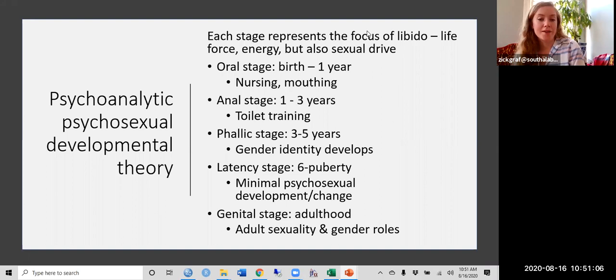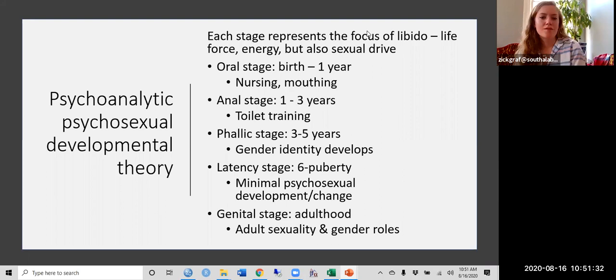Next comes the latency stage. So this is what modern psychologists would refer to as middle childhood. It's the age when kids are in elementary school. And again, Freud was correct that kids don't develop very much during this stage physically. They might get a little bit taller, but their bodies kind of stay the same from about 6 to 9 years old before puberty starts.